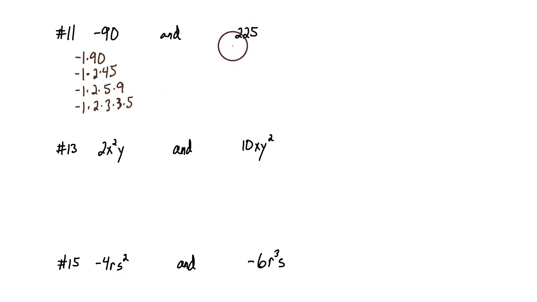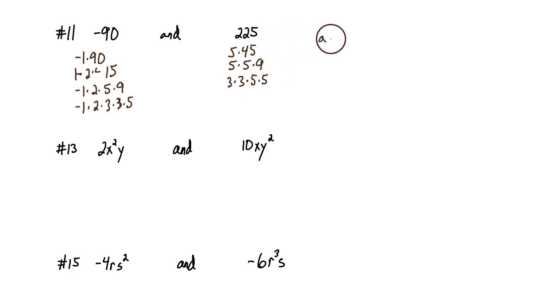For the number 225, we can write 5 times 45. This is equivalent to 5 times 5 times 9. And this is equivalent to 3 times 3 times 5 times 5, where the 3 times 3 is replacing the 9.